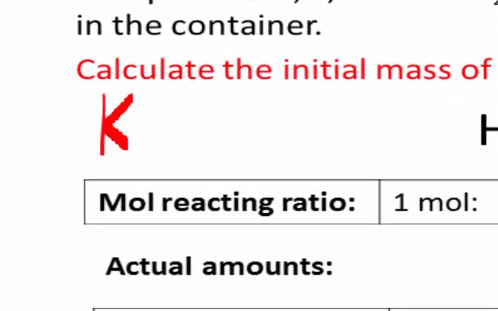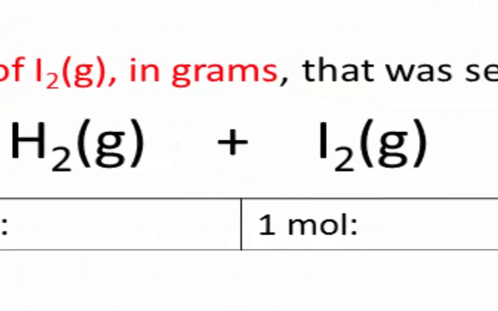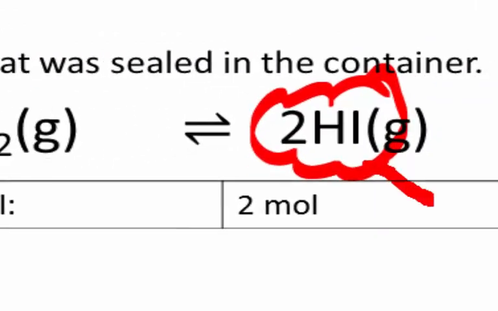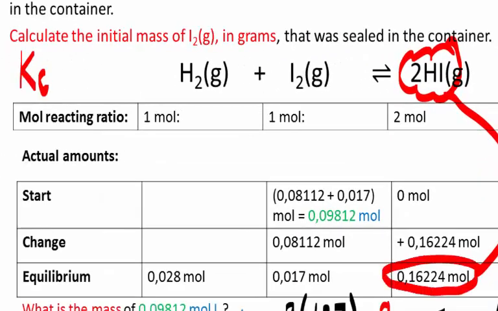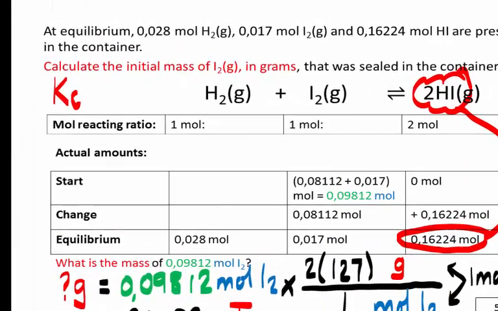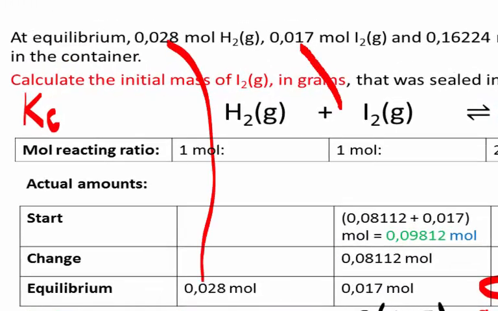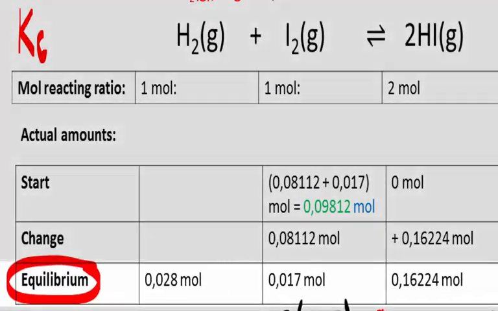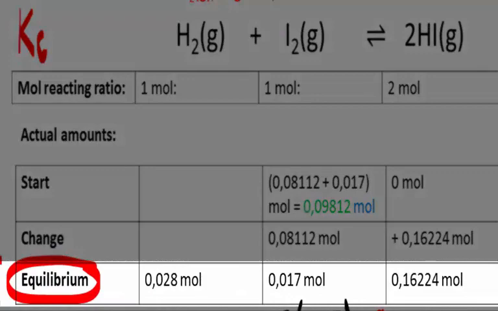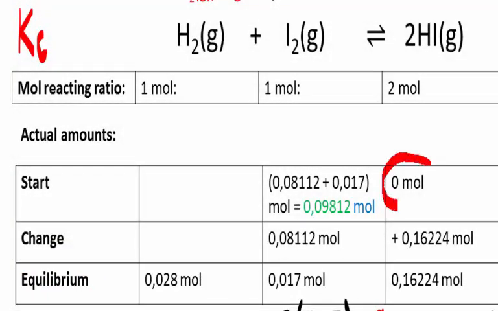We used the Kc value to calculate the number of moles of hydrogen iodide that were present once equilibrium had been reached. We were already told the numbers of moles of hydrogen and iodine that were present at equilibrium. So then we knew everything about the equilibrium state. We knew that at the start, there wasn't any hydrogen iodide. All the hydrogen iodide came from hydrogen and iodine reacting together inside the container. So all of this hydrogen iodide was produced by the process.